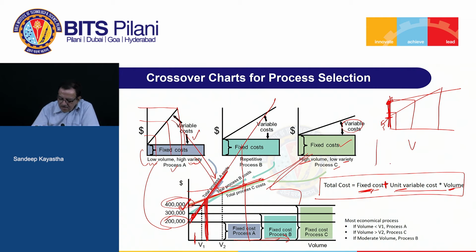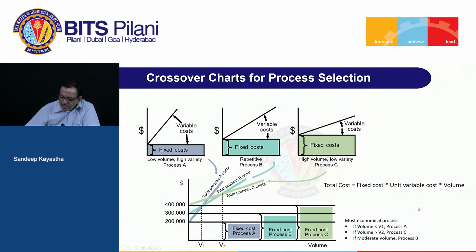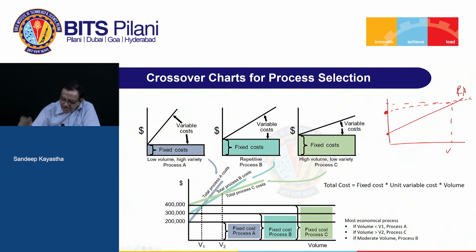This is what is a crossover chart. Let me clean it up and explain once more. If we have low volume, then this is my fixed cost and this is my variable cost. So this particular curve will tell you what is your total cost at this volume. This is for low volume and this is for process 1. And there is another process in which your fixed cost is high but variable cost is lower. That is why they intersect.